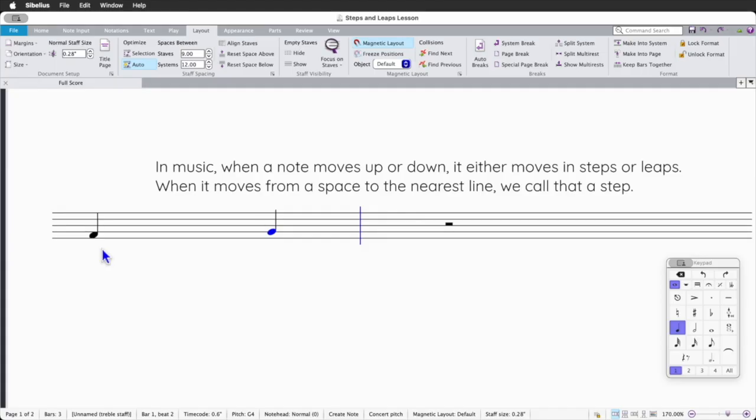So the first space to the second line, a space to a line, we would call that a step. Conversely, we can go down a step from this note as well. And we just go down to the first line. That is the nearest line to that space note.